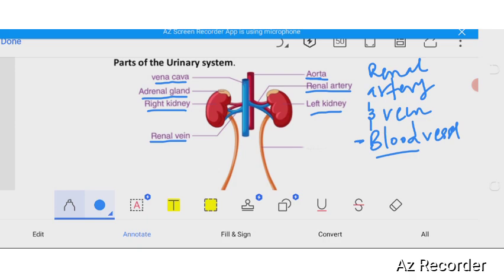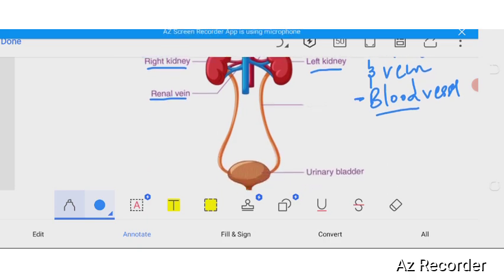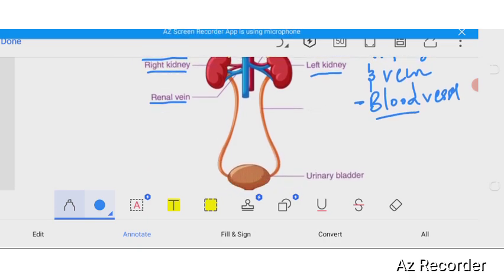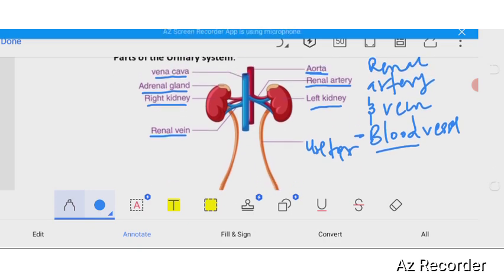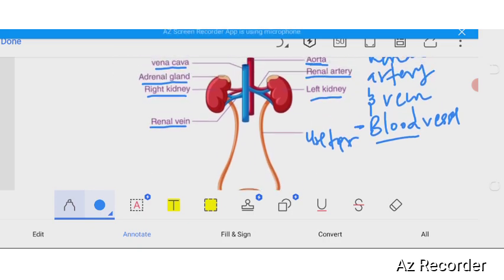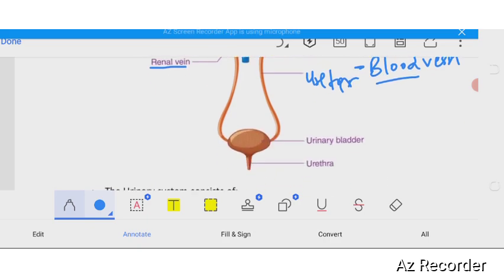When you move downwards, we get two tubes that run from the kidney to the urinary bladder, and those tubes are called the ureters. If it's one, we call it a ureter, and if there are many, we call them ureters. These are the vessels that are running from the kidney to the bladder.